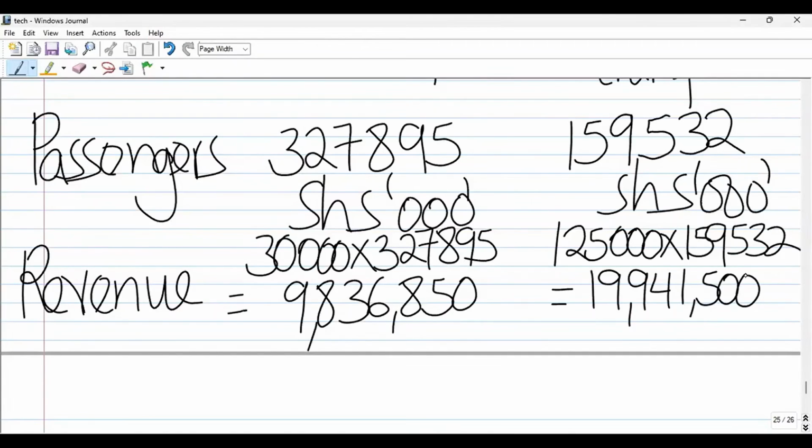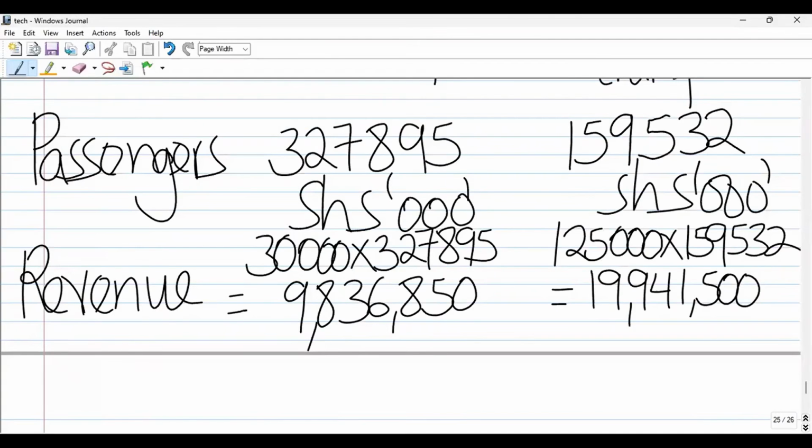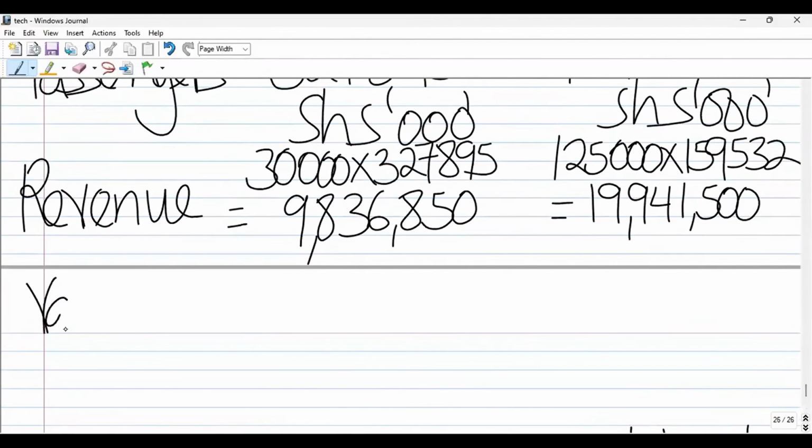So we've finished the revenue. Now for costs, we have to see whether they have given us both direct and indirect, or they have only given us the indirect. So we go back to the question and we see which costs we've been given. So do you have the direct costs there? Yes, the variable cost. So they gave us the variable cost per passenger. So we come and show variable costs.